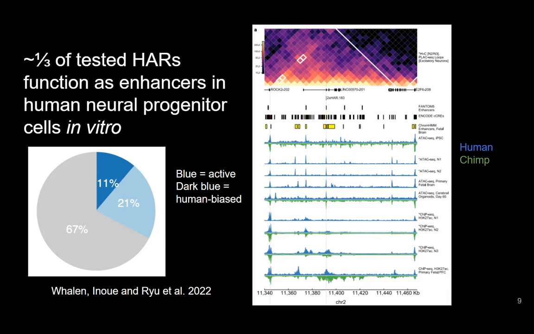But throughout this, you can see both how HARs have been tested in multiple environments, but also how technology has evolved. Because HARs were originally discovered in 2006, and obviously technology has evolved quite a bit. So we can go from testing one sequence at a time to a few to testing hundreds of thousands.